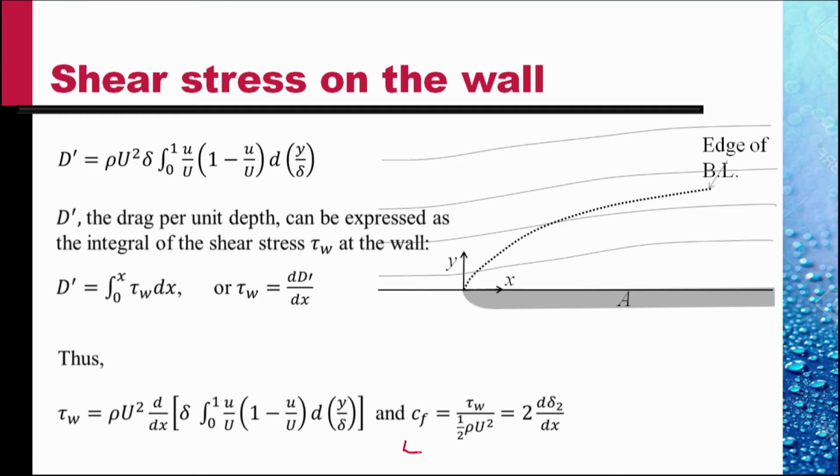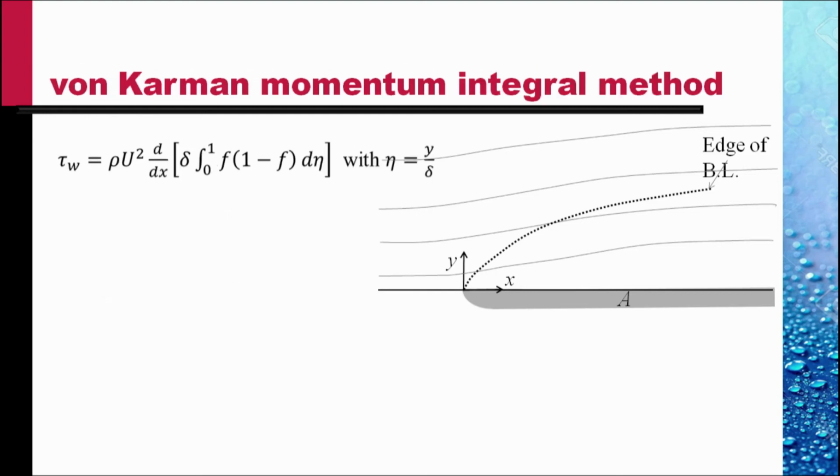This result will be used shortly to obtain interesting results by a much easier method than was used by Blasius. And that is the von Karman momentum integral equation. We obtain tau w in terms of the momentum thickness, and that is the expression that we have, with eta equal to y by delta. The momentum thickness is written like this.